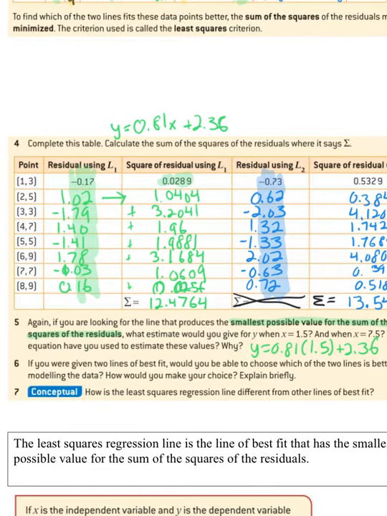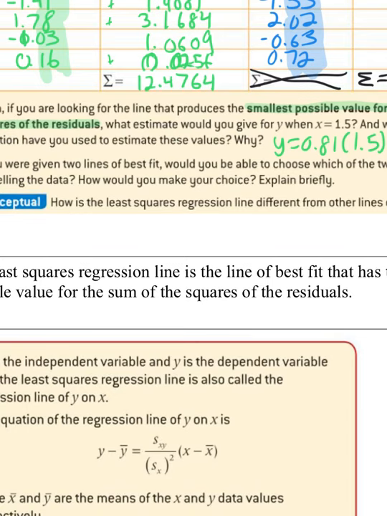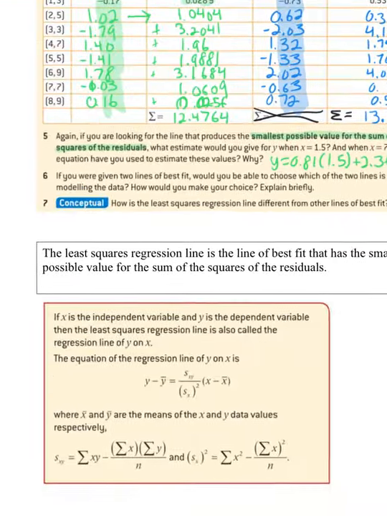Okay, let's moving on. I keep zooming in. I want to zoom out. There we go.